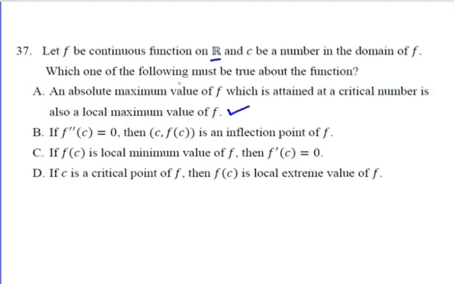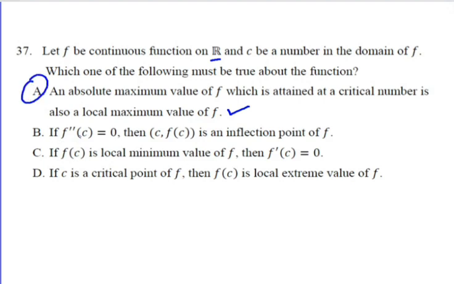If we have the absolute maximum value of f at a certain critical number, that absolute maximum is definitely also a local maximum value of f. The converse may not be true, but this is a must-true statement. So the rest should be false.